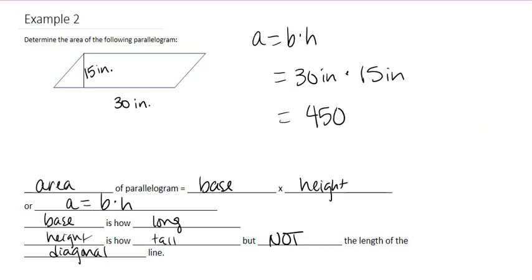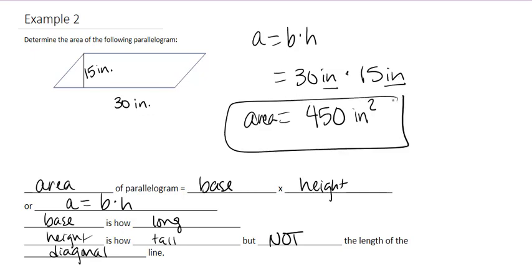So 450, and now we have inches squared because when we multiply things, we add the exponents, so it becomes inches squared. So this is our final answer. And so just remember, when you find the area of the rectangle, multiply the height times the length together. And when you find the area of a parallelogram, multiply the base times the height. And always make sure you label your answers.